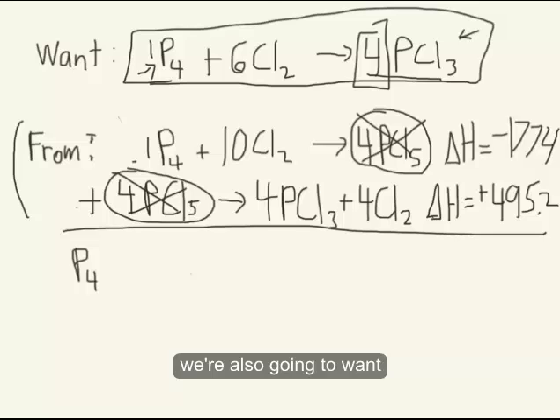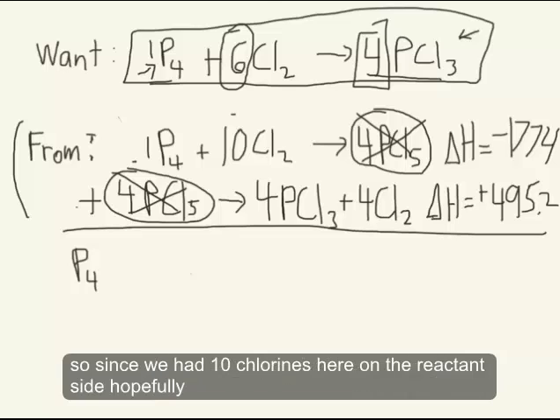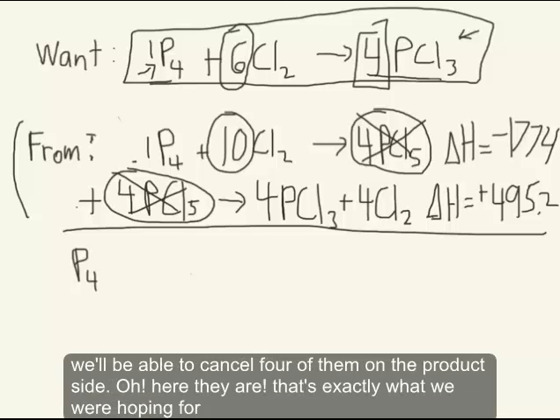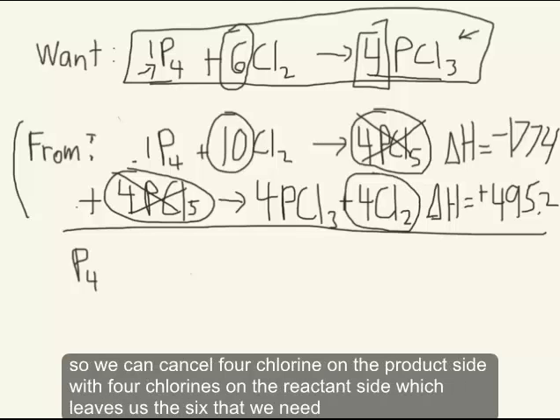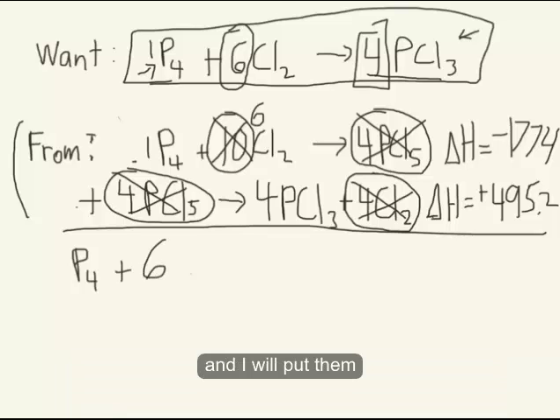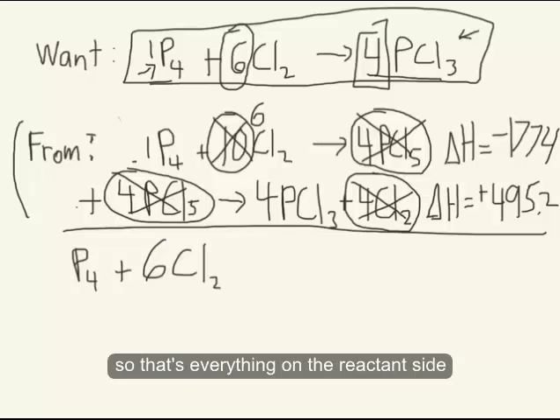We're also going to want to end up with 6 chlorines. So since we have 10 chlorines here on the reactant side, hopefully we'll be able to cancel 4 of them on the product side. Oh, here they are. That's exactly what we were hoping for. So we can cancel 4 chlorines on the product side with 4 chlorines on the reactant side, which leaves us the 6 that we need. And I will put them down here for the overall equation that we are trying to produce.